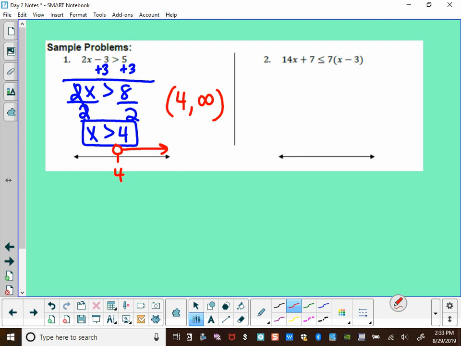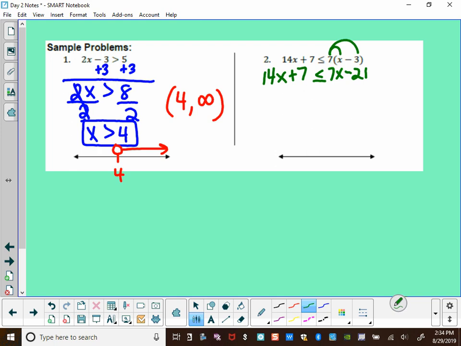All right, number 2. 14x plus 7 is less than or equal to 7 times x minus 3. Before I move anything around, I want to get rid of this over here on the right side. I want to distribute. So 7 times x gives me 7x, and 7 times negative 3, negative 21. You can just rewrite everything else on the left side. We didn't even do anything yet. All we did was, on the right side, we undid the distributed part.